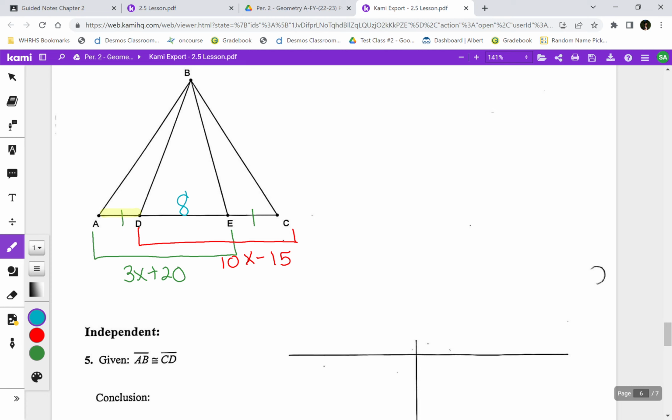Ethan? You're on the right track. So the reflexive means we're using, because we have the overlap, so we'd have to use that DE twice. Good. What would we have to do with that DE?